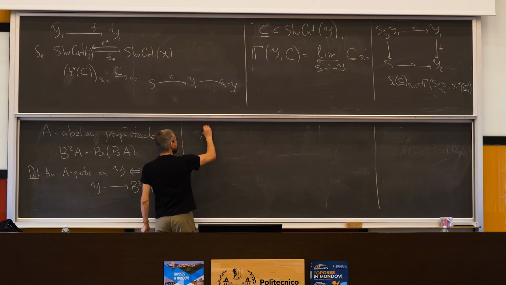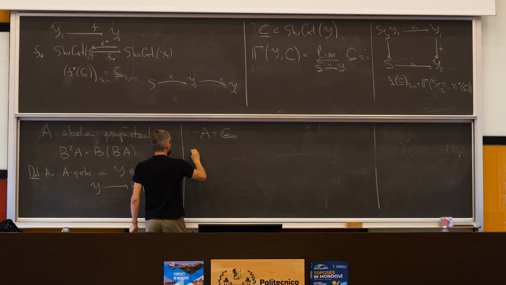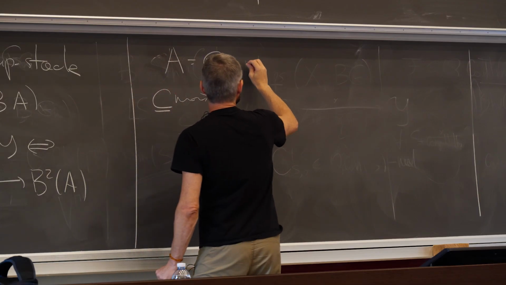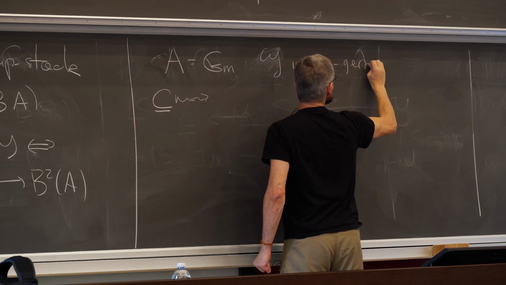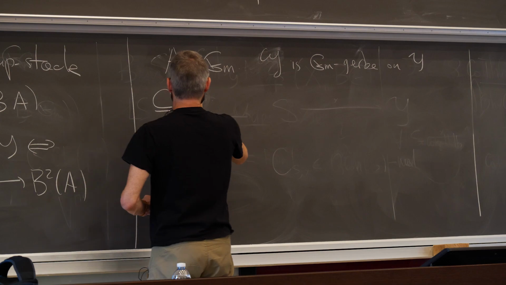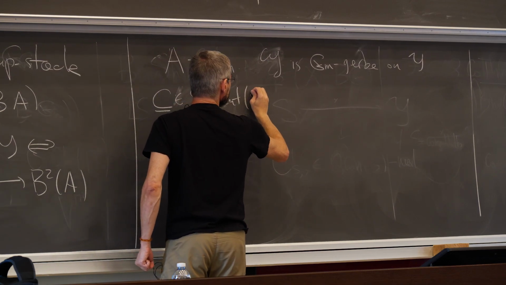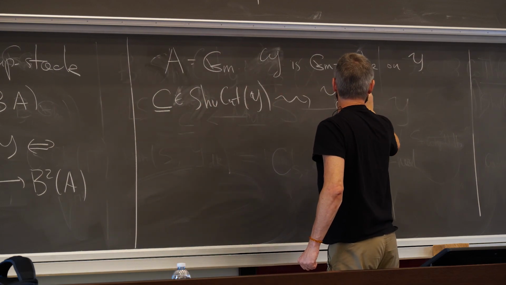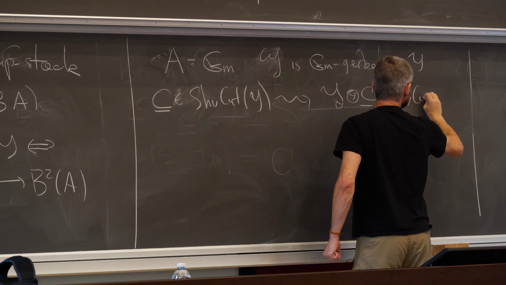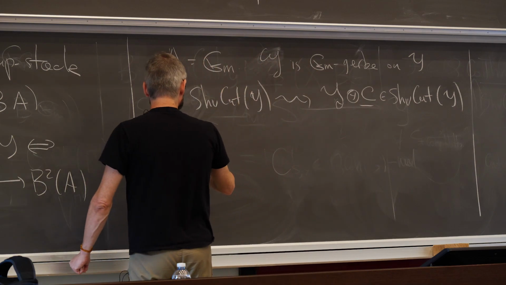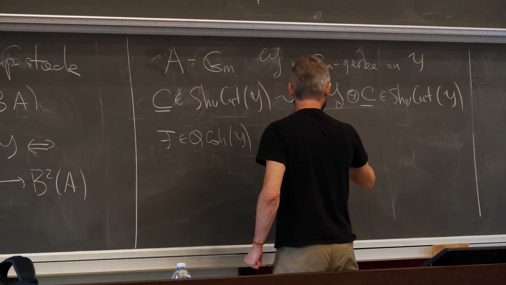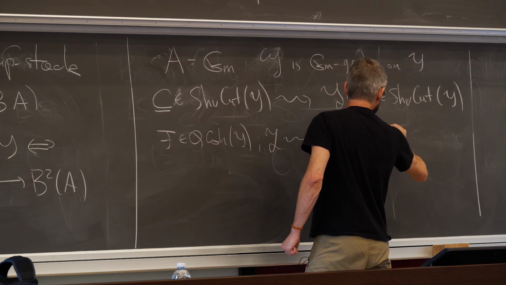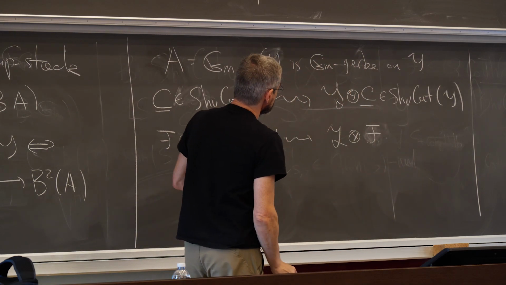And we need two operations. One operation is this: if A is Gm, and you have a sheaf of categories C underlined on Y, and suppose this G is a Gm gerb on Y, you can twist it. You can create a new sheaf of categories. And this is completely analogous to if you have a quasi-coherent sheaf on Y and you have a line bundle on Y, you can twist. You can just take the tensor product. All right, that's operation number one.